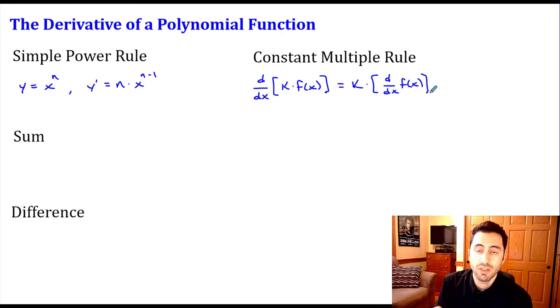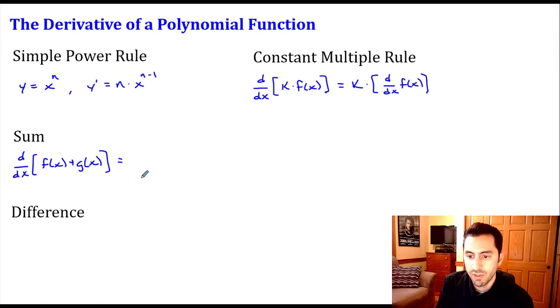So now we need to worry about the sum or the difference. So adding or subtracting our terms together. So in this case, let's take a look at the derivative of two functions that are added together. So I'll say f of x plus g of x. So the derivative of this sum is the same as the sum of the derivatives. So this is the same as the derivative of f of x plus the derivative of g of x. And we have a very similar rule for a difference. So the derivative of a difference is the same as the difference of their derivatives.